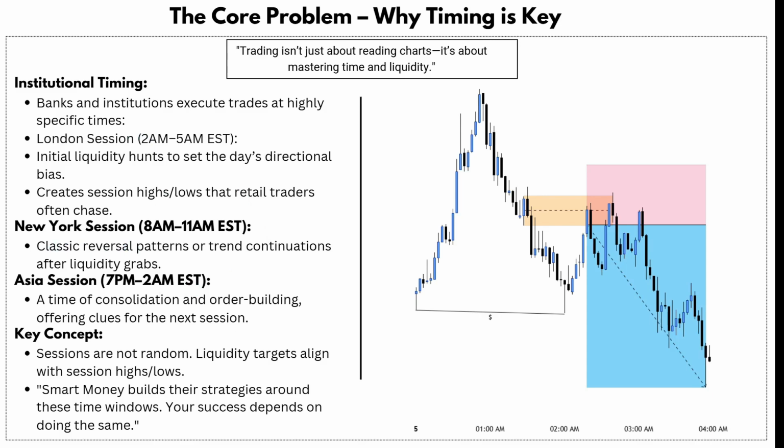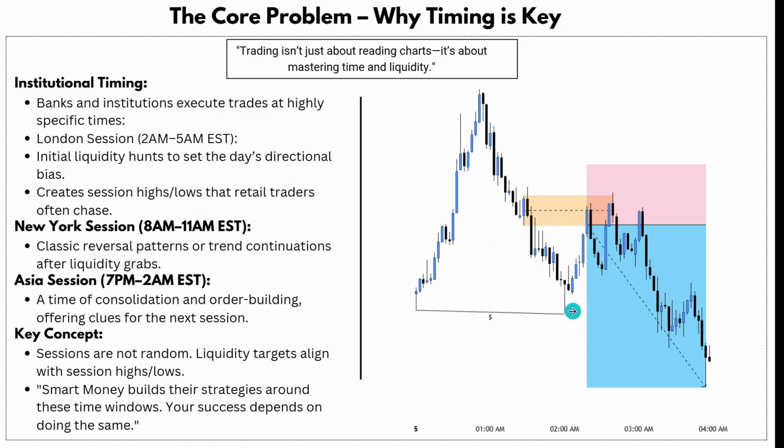Now a key concept is to understand that the sessions are not random. They are liquidity targets that are aligned with the session highs and the session lows. Smart money builds their strategies around these times. So you have to understand which time to actually position yourself when you're trading. Your success depends on this, because you have to align yourself with smart money to actually catch the proper trades.